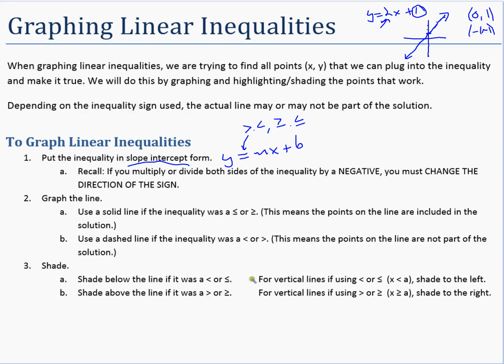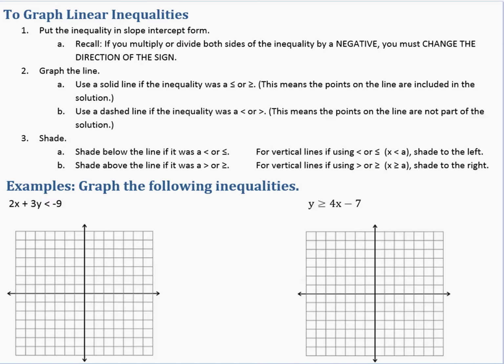Now I do have a little something extra over here. If it's less than or equal to, and it's a vertical line, we shade to the left because of those things less than the line, or greater than or equal to, we shade to the right. And so we're going to remember these things as we work through our several examples. So here are the things I just mentioned here at the top, and so we'll use those to graph these.